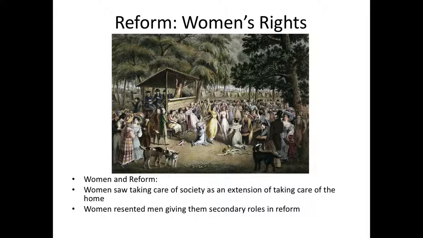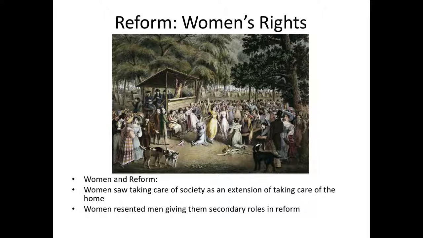Now, when women tried to get involved in some of these reform movements, especially the abolitionist movement, they got pretty upset because they already knew that they couldn't vote, and then they get involved in some of these reform movements, and then in the reform movements, the leaders of a lot of these reform movements end up being the men, and they tell the women to go do something else to help out, but the men are going to lead this.